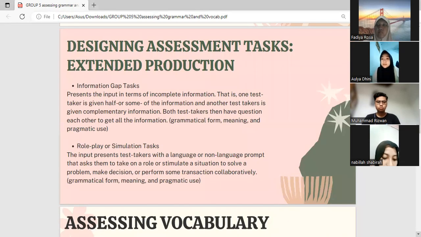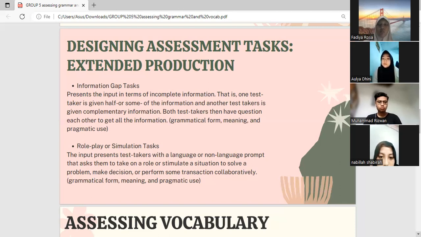And the next is designing assessment tasks about extended production. The first is the information gap task. It presents the input in terms of incomplete information. One test taker is given some of the information, and another test taker is given complementary information. The test takers then question each other to get all the information. Grammatical form, meaning, and pragmatic use.